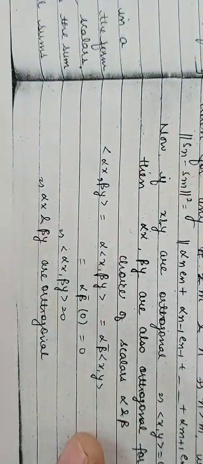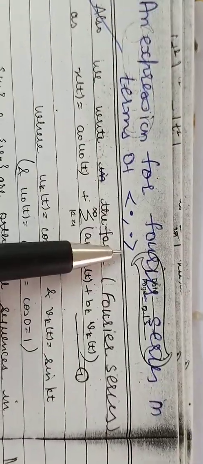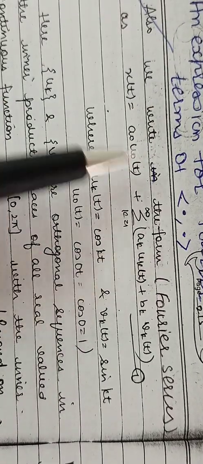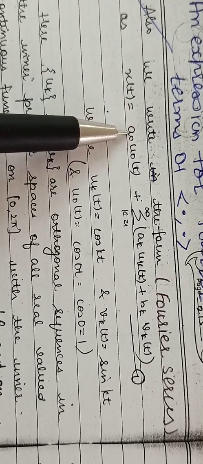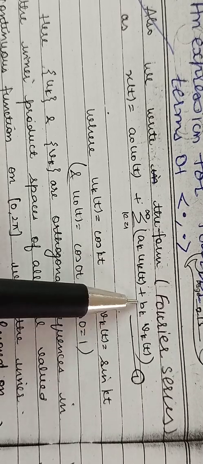Now next is the topic where we will find an expression for the Fourier series in terms of inner product. As we discussed, the Fourier series for the function x is given by a naught u naught t plus summation ak uk t plus bk vk t.